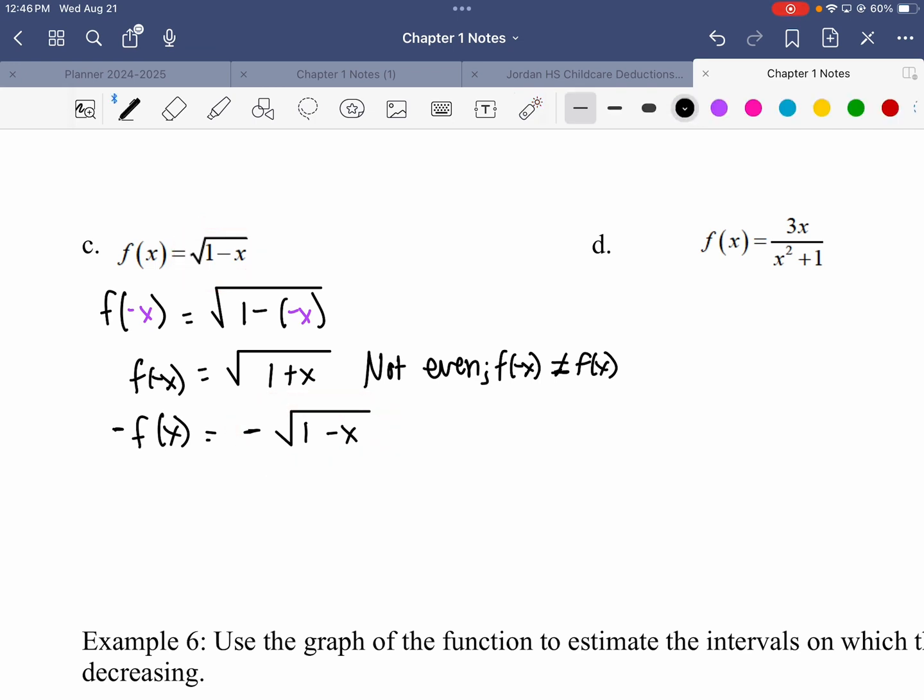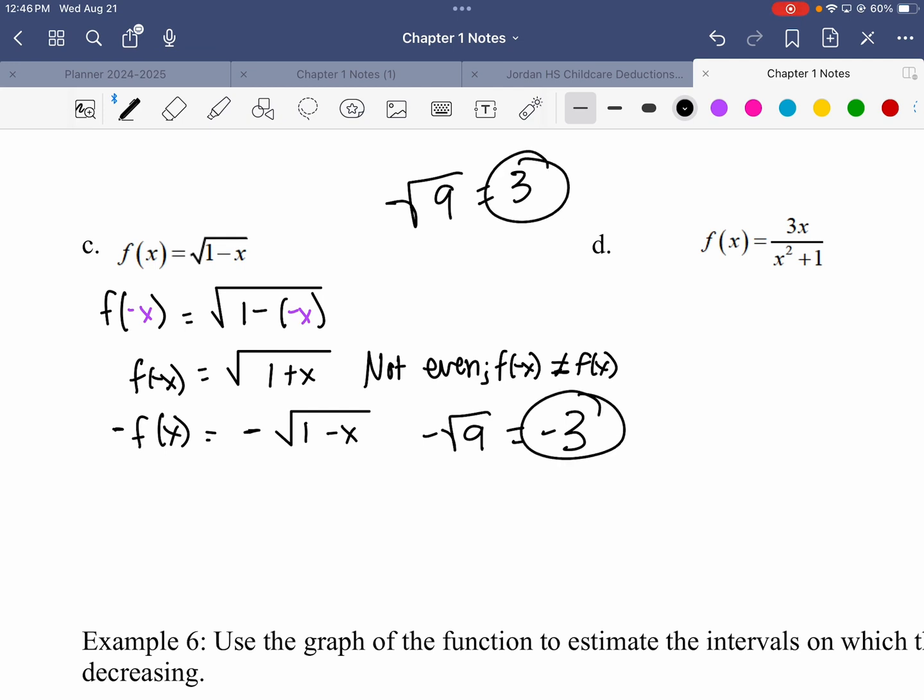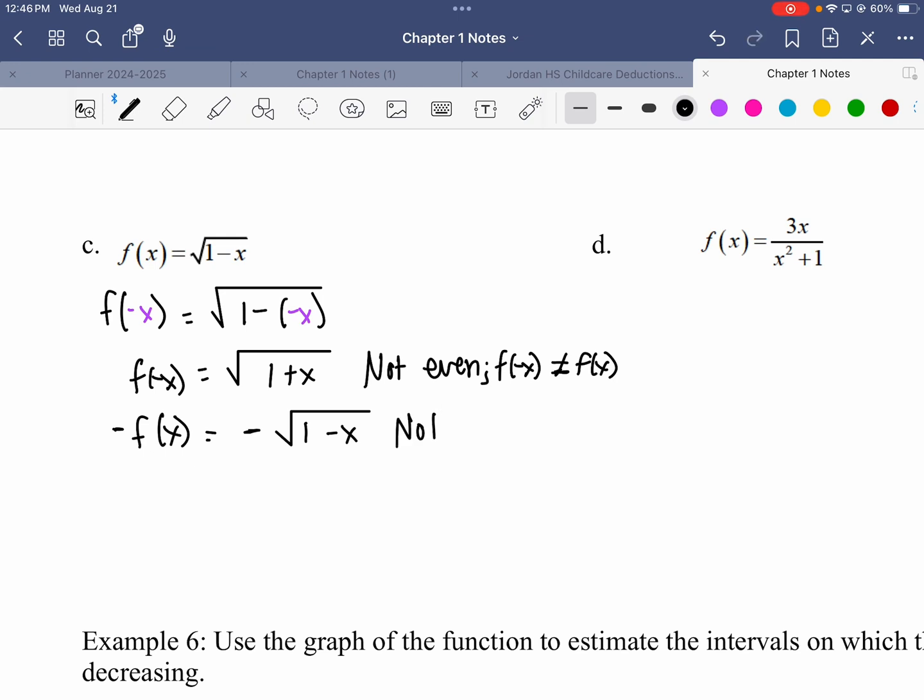Think about it this way. Let's pretend we had the square root of 9 and the negative square root of 9. What's the square root of 9? 3. What's the negative square root of 9? Negative 3. Because it's 3 and then you have to apply the negative. Are these the same thing? No, they're opposites. So is this one odd? So it's neither. Questions, comments, concerns on that one?